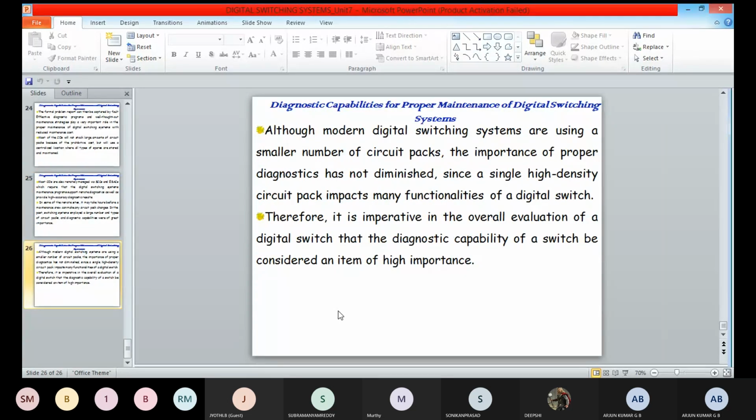Okay, these are the capabilities. Capabilities means how much is required for maintaining a particular CO. Earlier, we are comparing the earlier switching systems with the present switching systems. And also, what is the effect of firmware development on those systems?